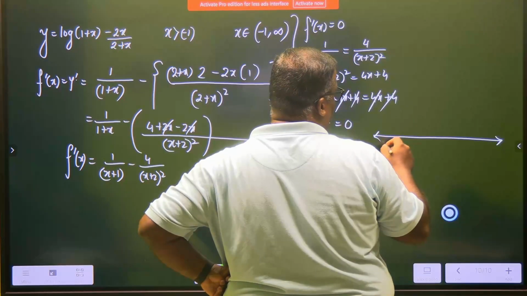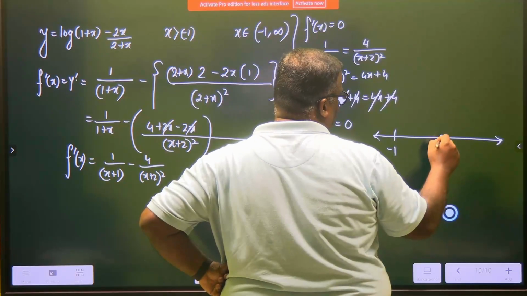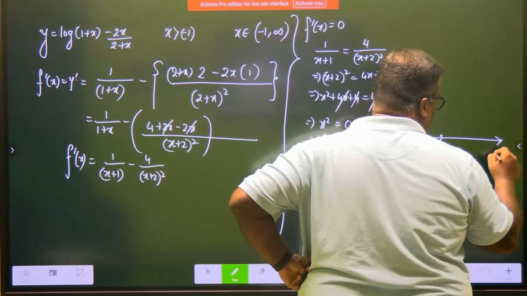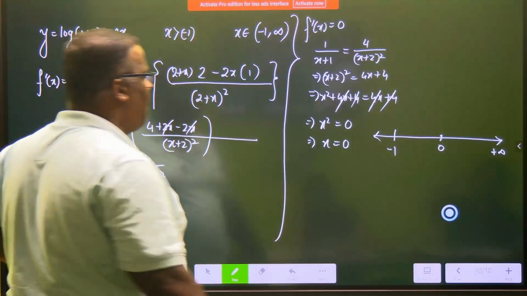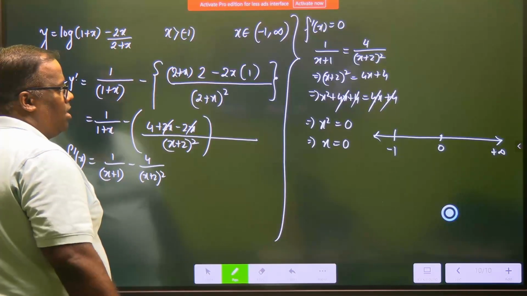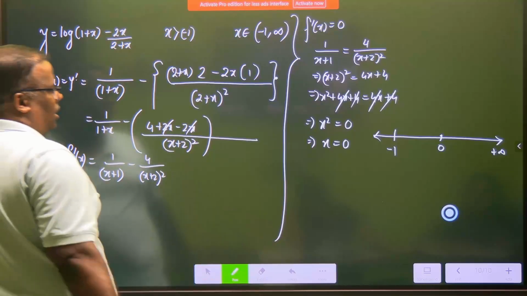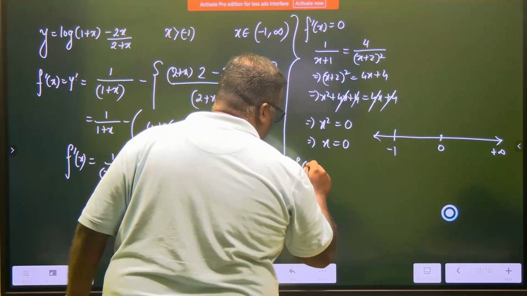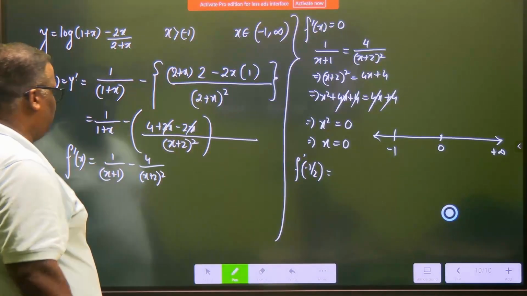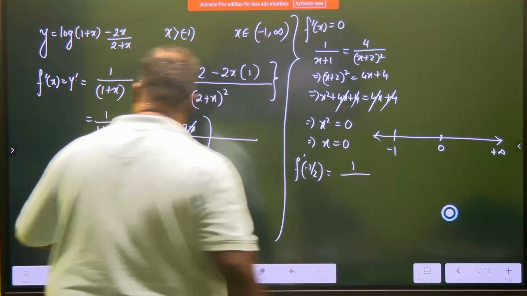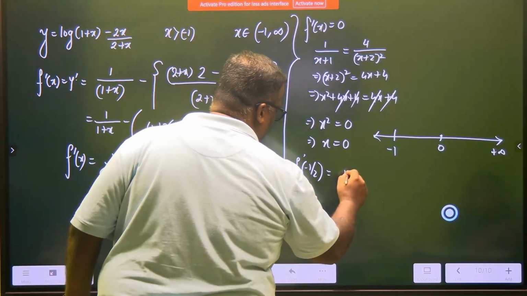So my domains are such that I need to test it with minus 1, 0 and positive infinity. That's it. So it is an increasing function. It goes on increasing. So what do we do? I take f dash of negative half. Let's do it for f dash negative half. What do you get? 1 by, look here, negative half plus 1. Negative half plus 1 means this quantity is positive.